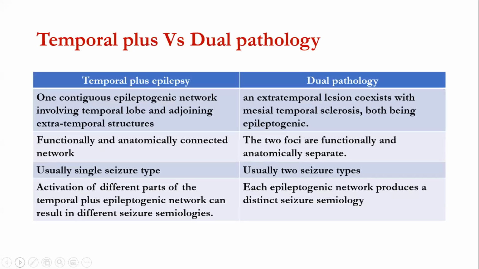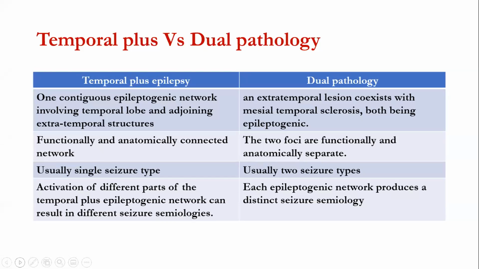Then you have another concept of temporal plus and dual pathology. So in temporal plus epilepsy, you have one contiguous epileptogenic network involving the temporal lobe and adjoining extratemporal structures. Whereas in dual pathology, you have a distinct extratemporal lesion which coexists with a temporal lesion, which is usually a mesial temporal sclerosis, and both are independently epileptogenic. The temporal plus epilepsy is functionally and anatomically connected. It's a connected network. Whereas in dual pathology, you have two foci which are functionally and anatomically separate.